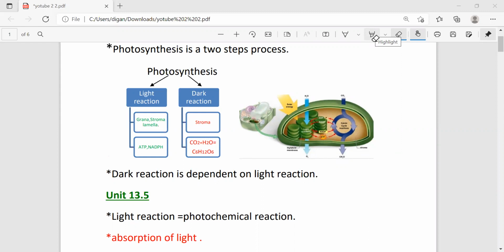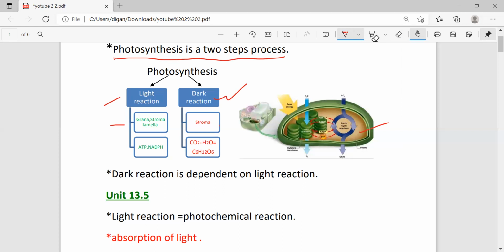What is photosynthesis? Photosynthesis means the process where inorganic carbon dioxide is converted to organic food. And this process of photosynthesis is a two-step process. One is called light reaction, another is called dark reaction. The light reaction takes place in the grana and stroma lamellae position of chloroplast, whereas the dark reaction takes place in the stroma of the chloroplast.